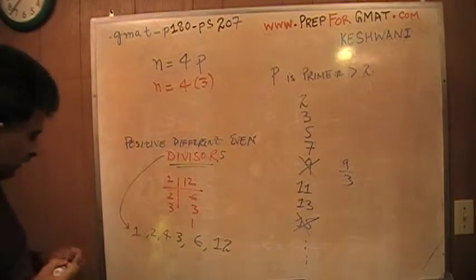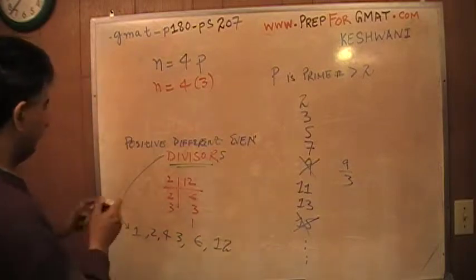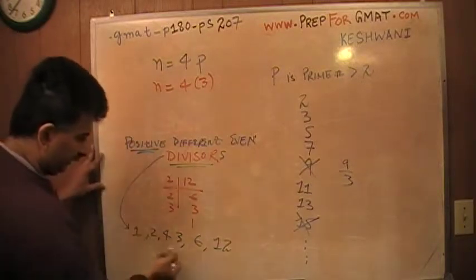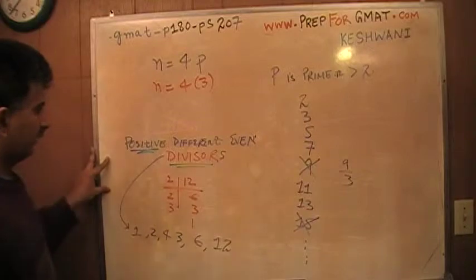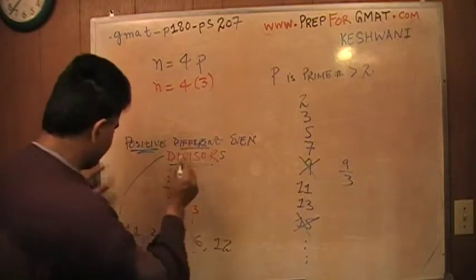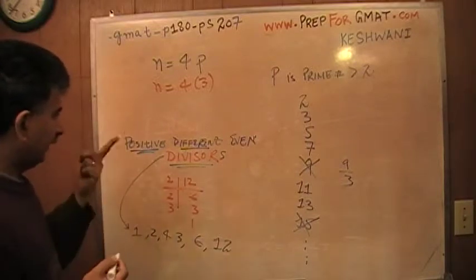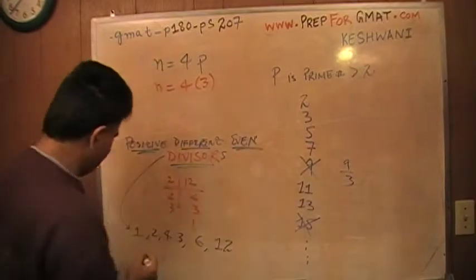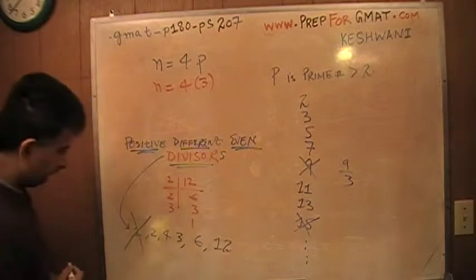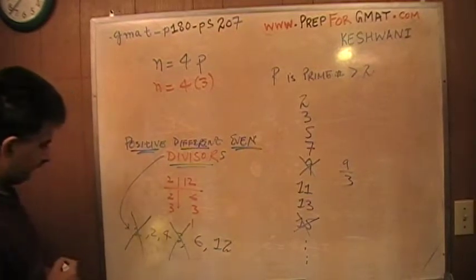But the conditions that we have to fulfill here is they have to be positive, they're all positive. I didn't bother with any negative ones. They have to be different, which means I cannot count this 2 and this 2 twice. And the last condition is that they have to be even. So that rules out 1, that rules out 3, and that's it.